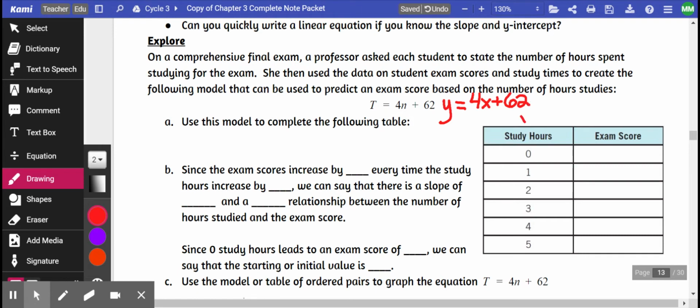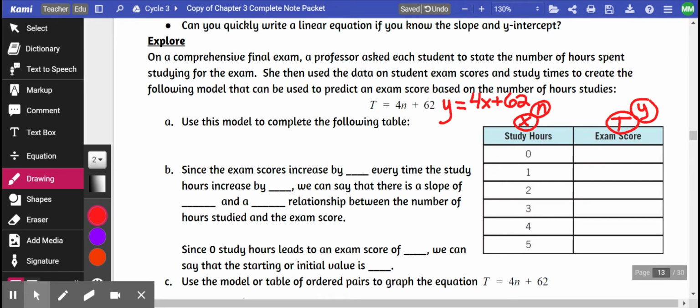So your X values or your N values, however you want to think of it, you can think of it as N or you can think of it as X. And this one you can think of as your exam score as T, or you can think of it as Y. Either one would work. You have the study hours, the time spent studying over here, which can be your X value. And you have your exam scores as whatever you'll get when you plug in these values.